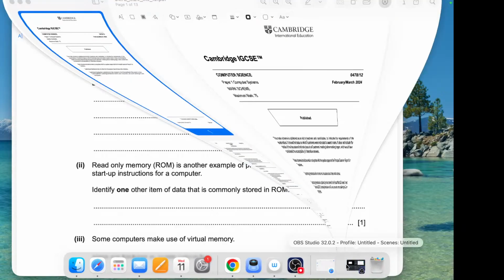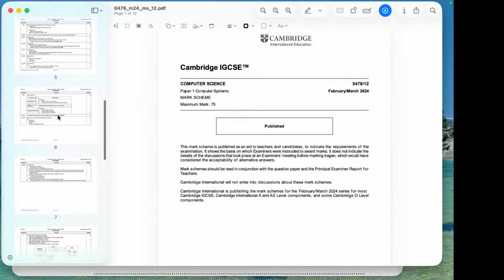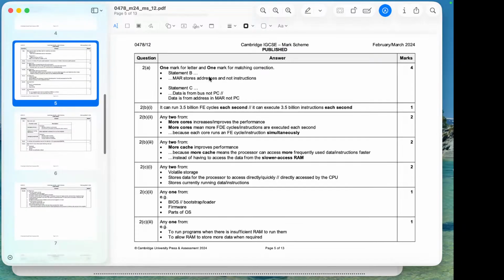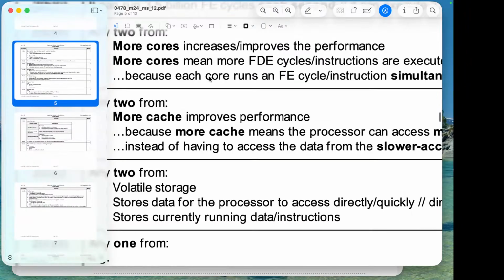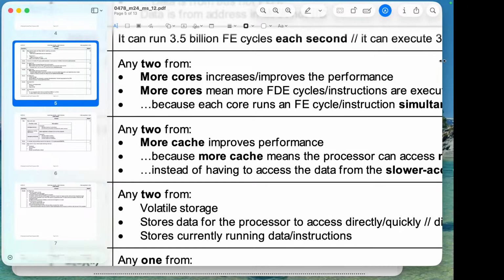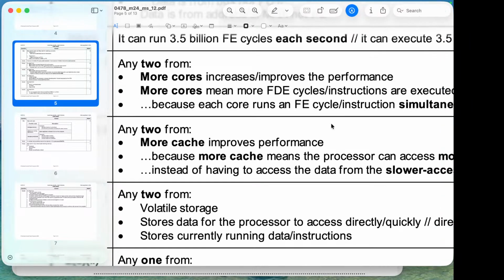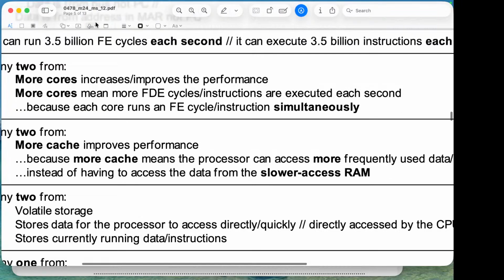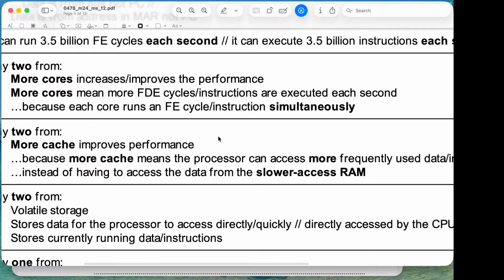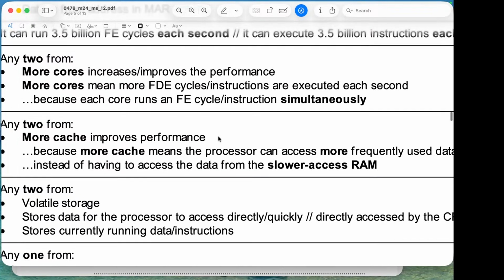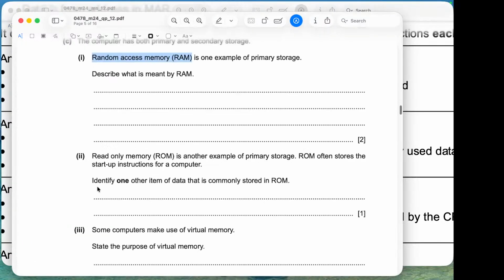So if we have a look at the mark scheme, what have they got here? Yeah, they've got it here. It's volatile storage, stores data for the processor to access directly or quickly. Directly accessed by the CPU. I don't know, they might give you a mark for that second bullet point, actually. And yes, stores currently running data and instructions. Okay, that's our RAM.